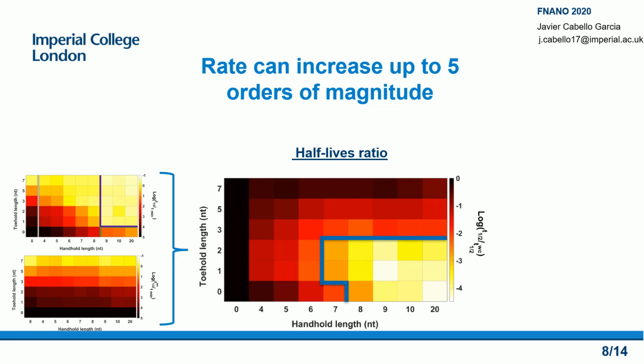In this highlighted region, we can see that we can obtain half-life differences of up to 4 orders of magnitude, which translated to reaction rates, is up to 5 orders of magnitude. Let's realize about this. It is seconds against months. This is the time to make a coffee compared with the time to make a baby.